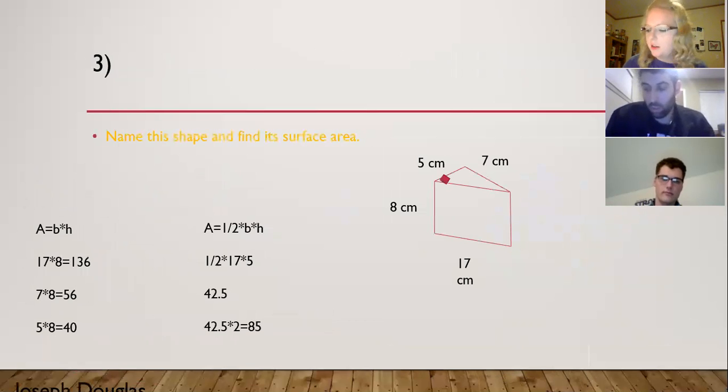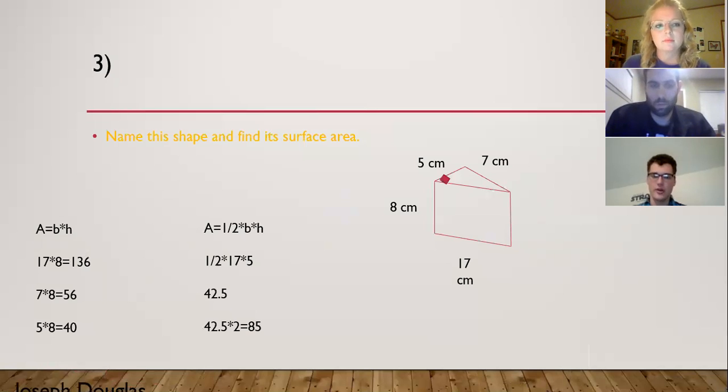All right, Joseph, what is the name and surface area of this shape? So we know this is a type of prism because it's not a cube, but it's a 3D shape made up of different rectangles. And specifically, there's a right triangle here for the base of the shape, which means this is a right triangular prism. So to find the surface area of this, we first need to take the base times the height, 17 times 8, which equals 136.